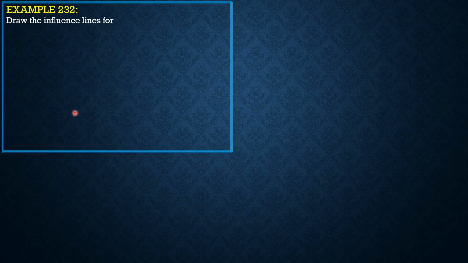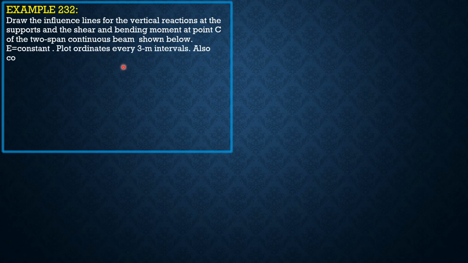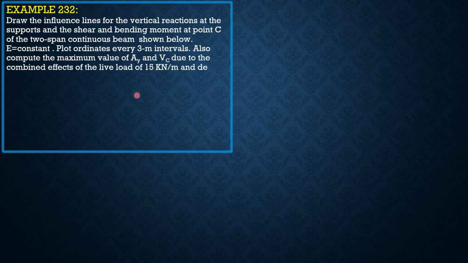Draw the influence lines for the vertical reactions at the supports and the shear and bending moment at point C of the two-span continuous beam shown below. E is constant. Plot ordinates every 3-meter intervals. Also compute the maximum value of AY and V sub C, or shear at C, due to the combined effects of the live load of 15 kilonewtons per meter and dead load of 2 kilonewtons per meter.